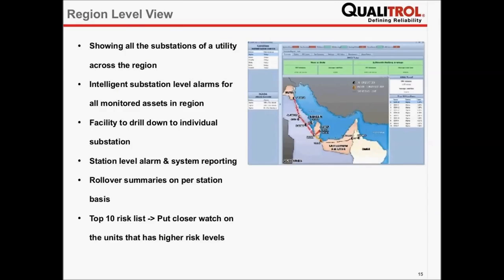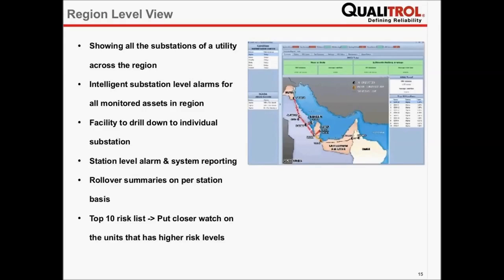As I explained, a region level view should show all the substations of the utility across the region. This is an example of the GCCIA link. The GCCIA link is spread all across the Middle East countries. There are around 18 substations, and all 18 substations should be shown in that region level view. Any transformer having any problem in any of the substations should blink red.